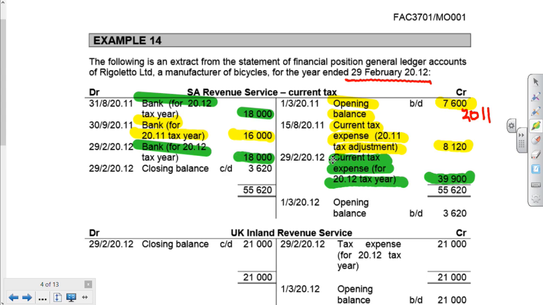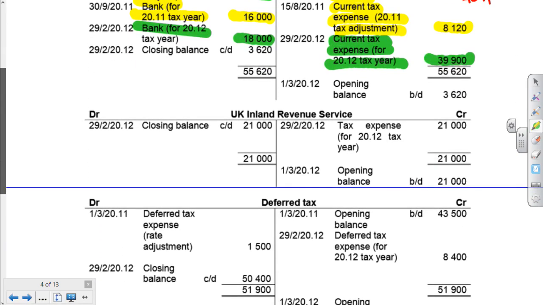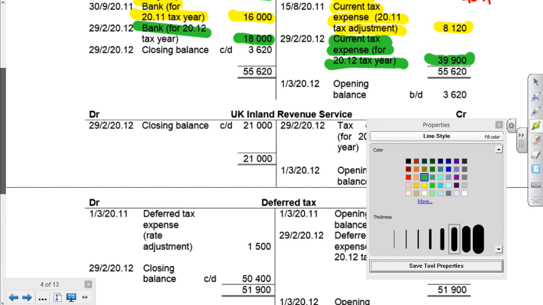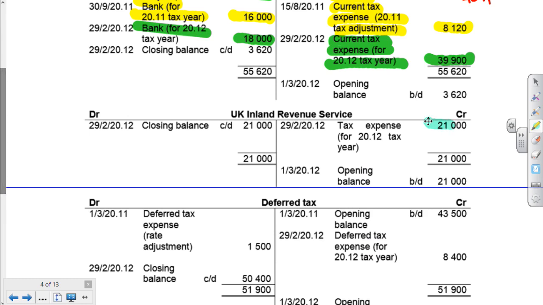Then the next T account they've given us is a UK Inland Revenue account. And there's an amount here for tax of 21,000 Rand, which I still owe. Can you see it's a liability still? Brought forward as a liability. So there's some foreign tax there that's owed of 21,000. I don't know what the income was. I would have to check.